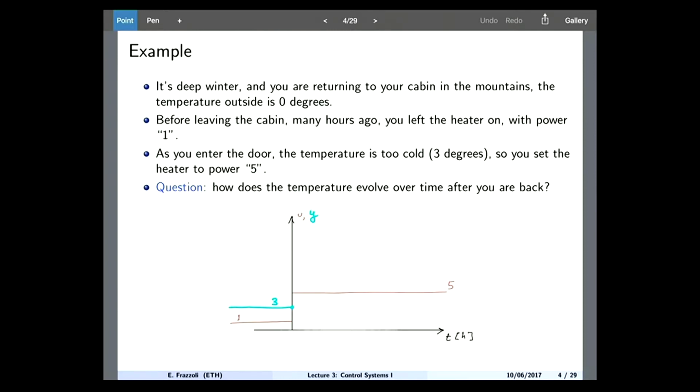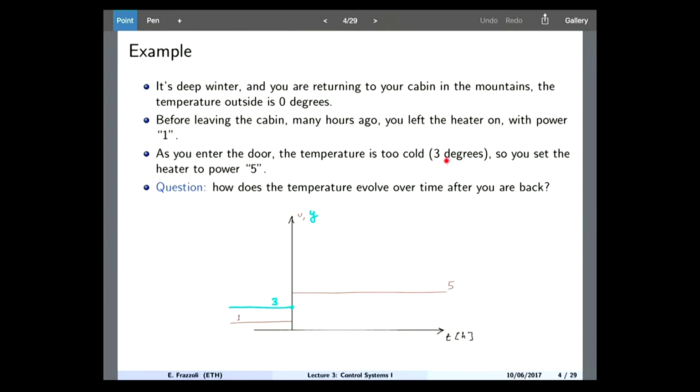So you set it to power 1, just the lowest setting on your heater, okay? You go out, ski the whole day, do whatever you like to do in the mountains, come back to the cabin, and then, as you would expect, the temperature is actually quite cold, right? It's above freezing, because there was a point in leaving the heater on. But what you notice is that as you come in, the temperature is actually 3 degrees, okay?